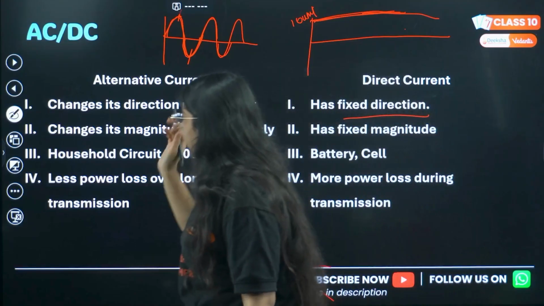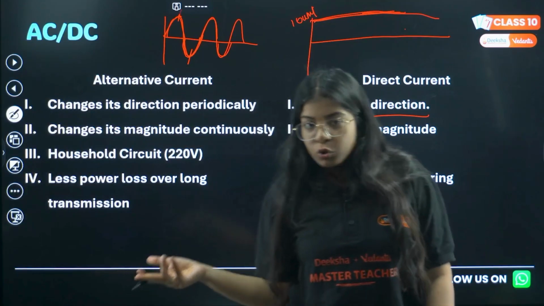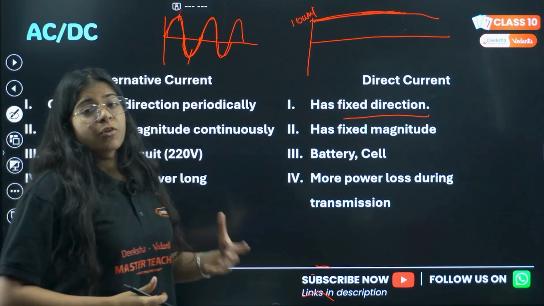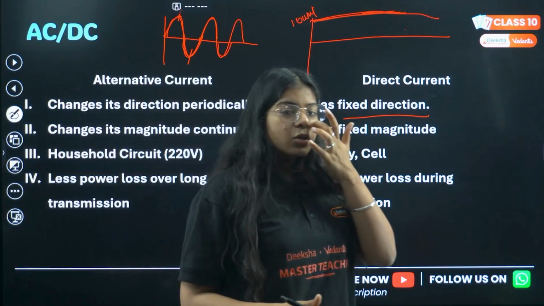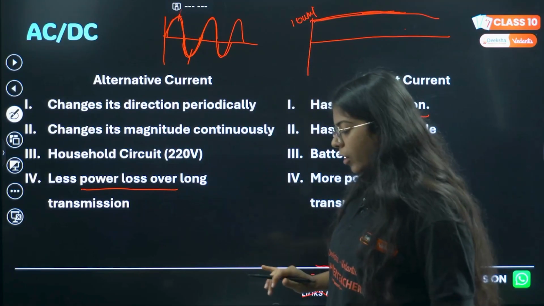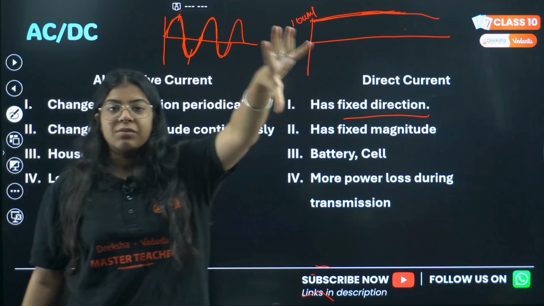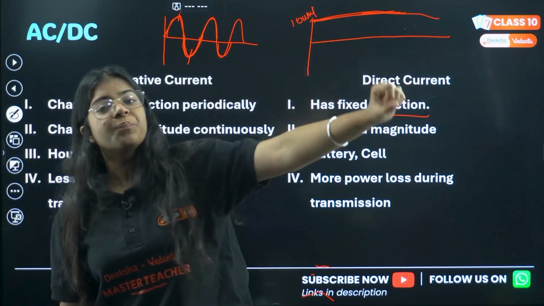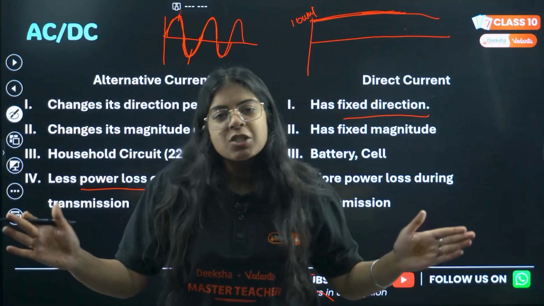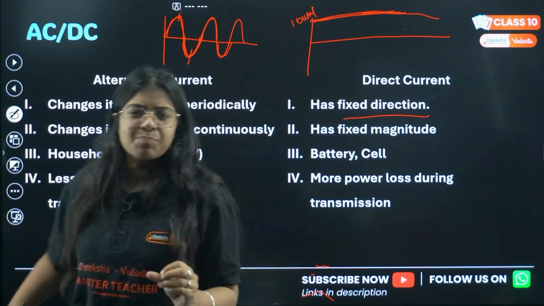Now, in our household circuit, we usually get a power supply of 220 volts, but DC current we get from batteries, from cells. Now why is AC current good? Because it has less power loss. If my supply is coming from an electric pole or electric house which is 20 kilometers away from my house, the electricity needs to travel those 20 kilometers to my house. In that span, AC current loses very little power.